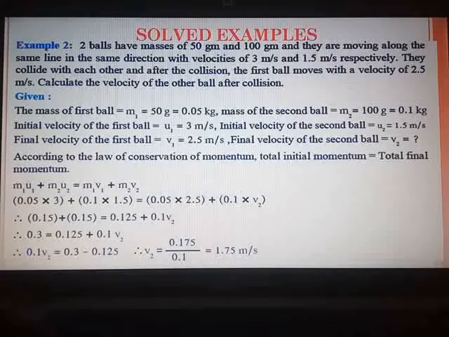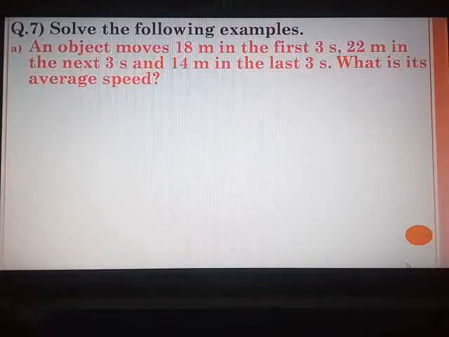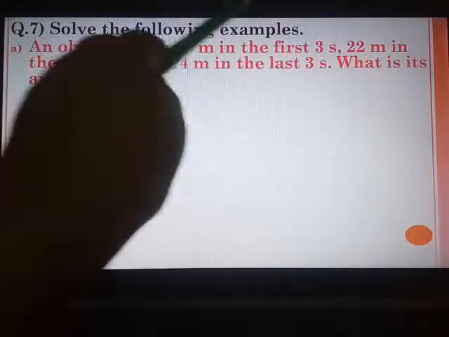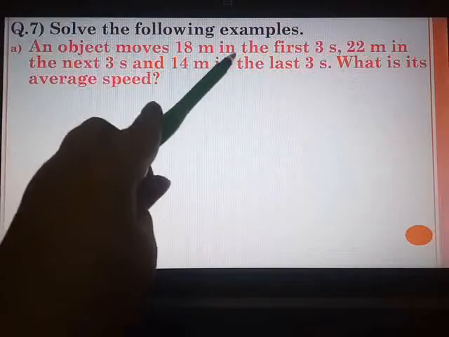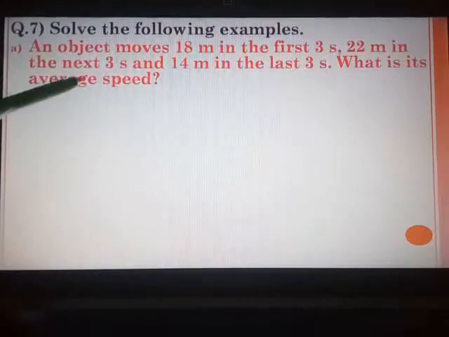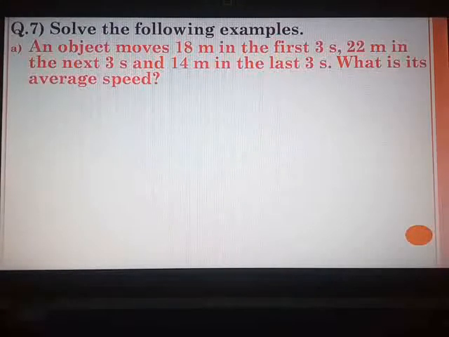Now the revision of question number 7, textual numericals is remaining. Let us do them quickly. Question number 7, first one, very simple. An object moves 18 meter in the first 3 seconds, 22 meter in the next 3 seconds and 14 meters in the last 3 seconds. What is its average speed?